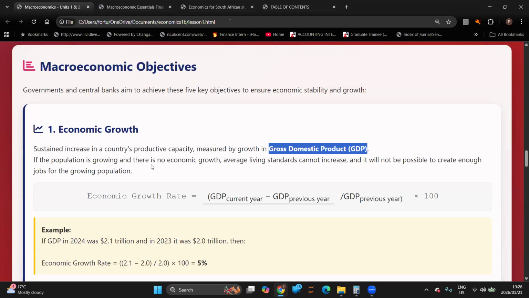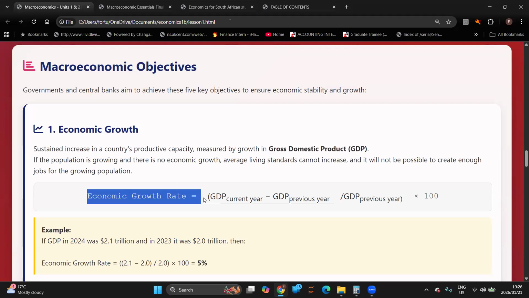For instance, if you want to assess how much production was made in South Africa, you would have to look at the gross domestic product statistics in order to understand the value that South Africa has produced in 2025, in 2024, and all of these other years. So you'd have the gross domestic product as the key metric that is used to assess economic growth.